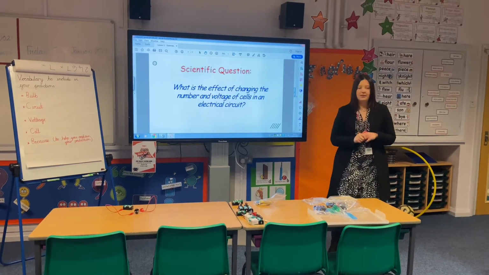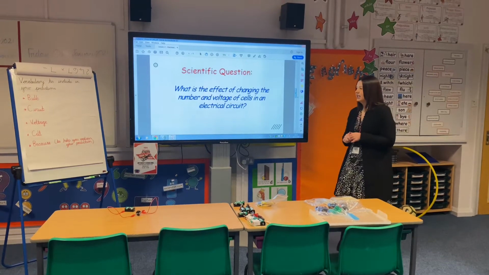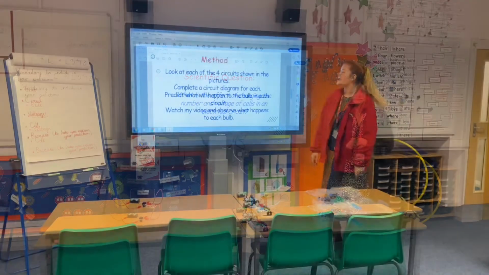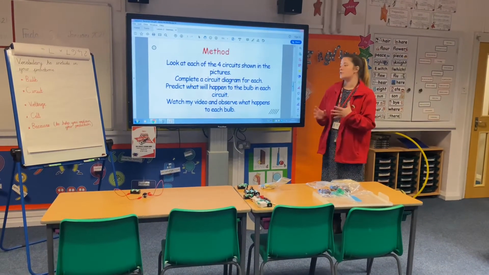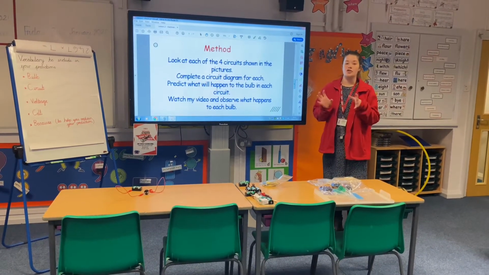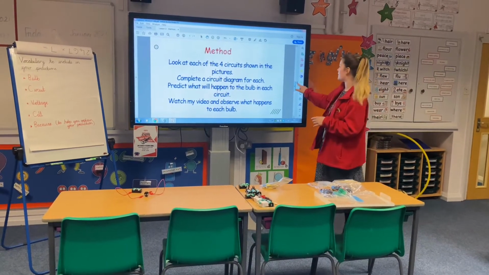So our scientific question that we're investigating today, what is the effect of changing the number and voltage of cells in an electrical circuit? Okay, so your task today, you're going to be looking at 4 different circuits and making predictions as to what you think is going to happen in those circuits. Me and Miss Gallagher will then be showing you what actually happens with the physical resources in the classroom.